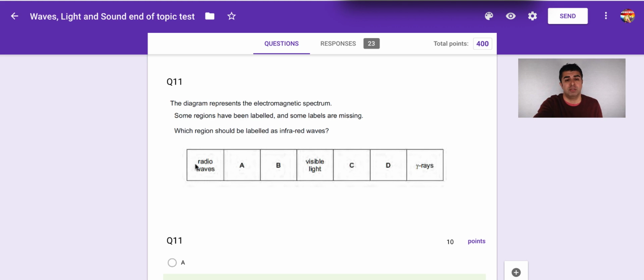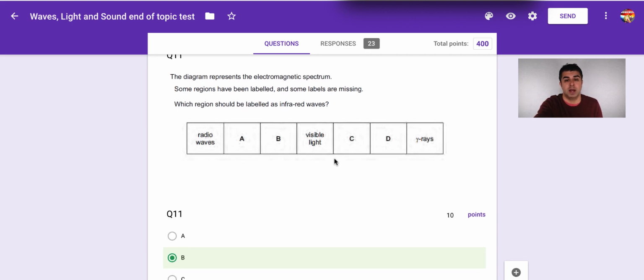So they've given you radio waves, they've given you visible light, they've given you gamma rays, so they've given you the extremes. And basically, what would happen in the visible region is it would be red, orange, yellow, green, blue, indigo, violet, then ultraviolet at C. Therefore, infrared is next to red. So the answer would be B for ball.